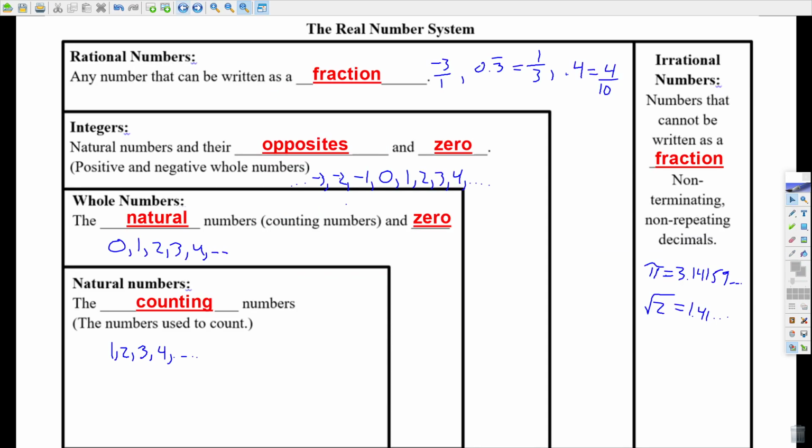And as we do some of these problems later on, we're going to come back to this, and you're going to have to basically identify what kind of category these fall under. And some numbers can fall under more than one category.